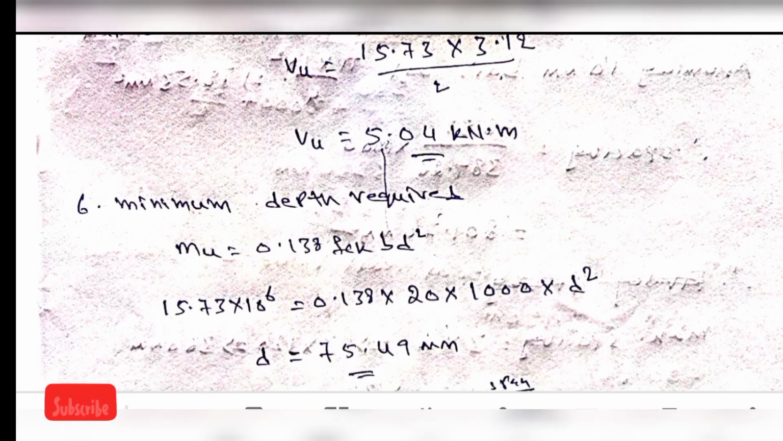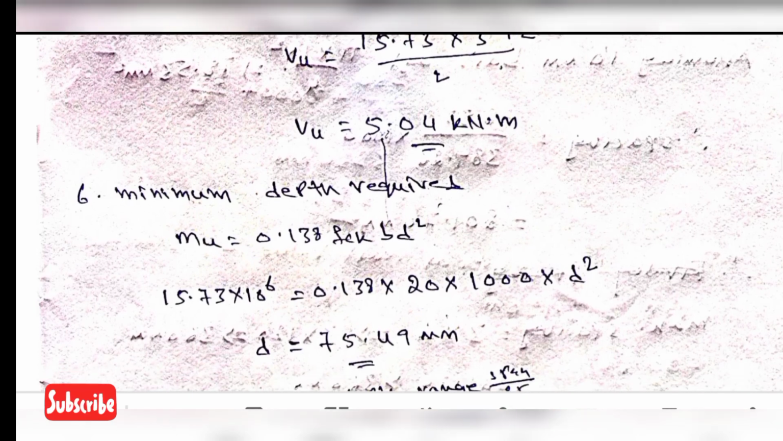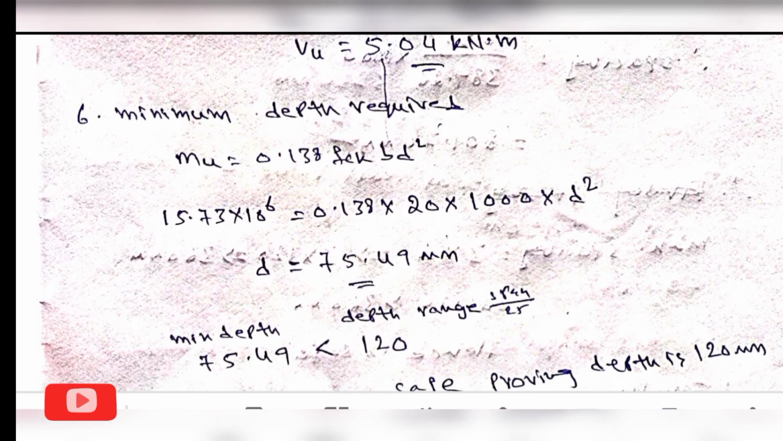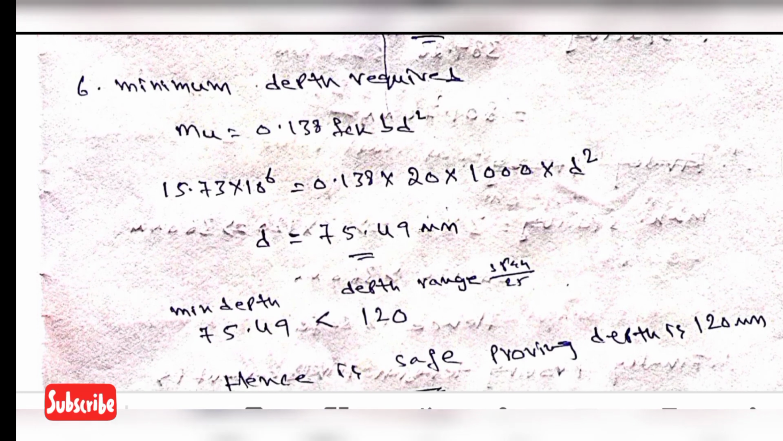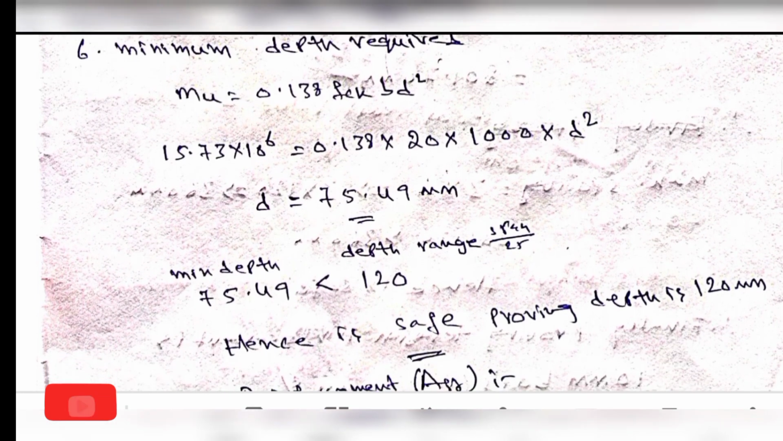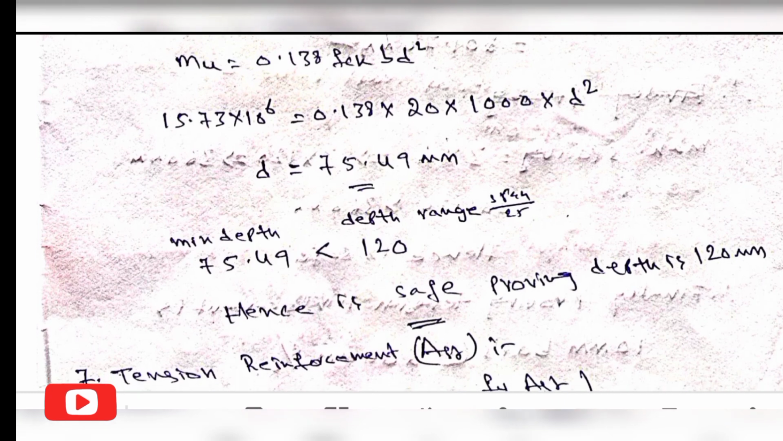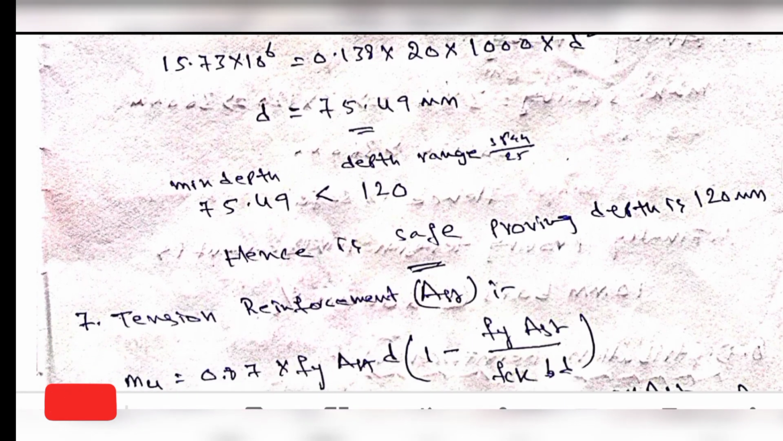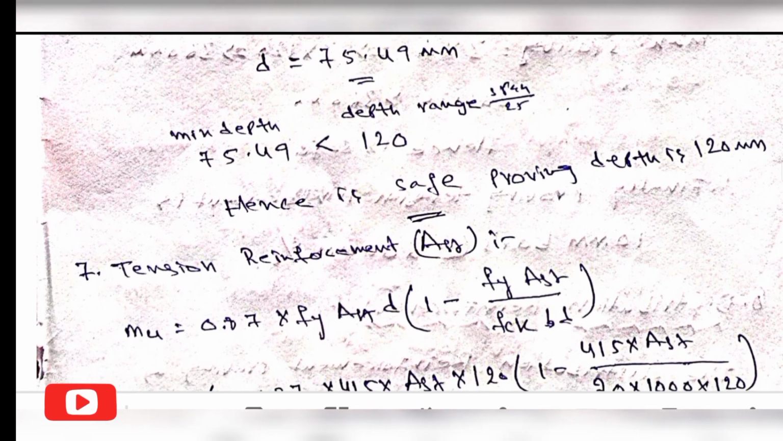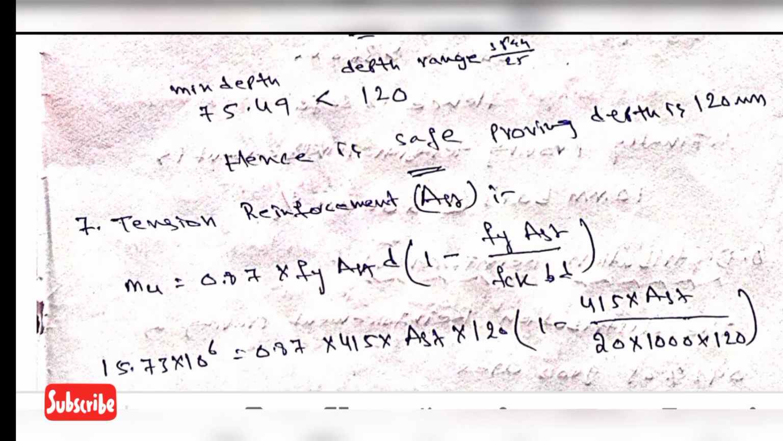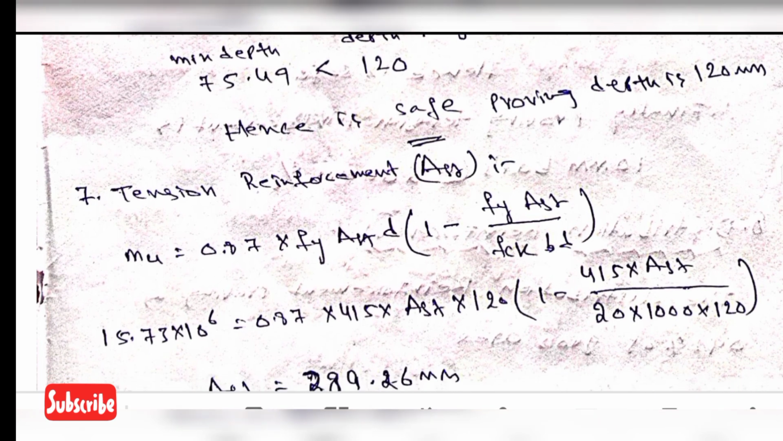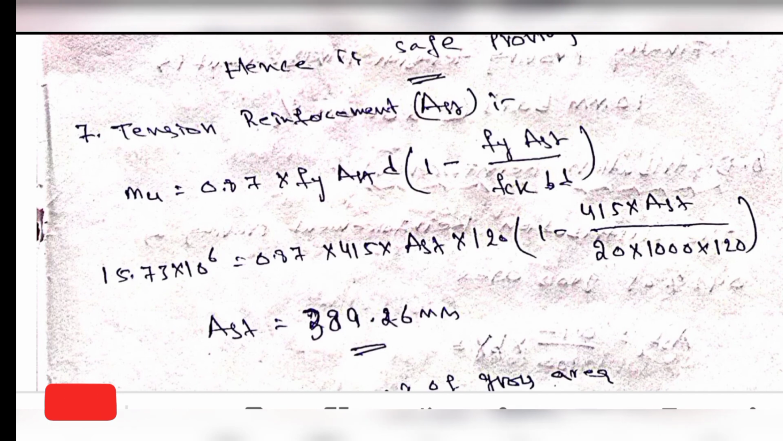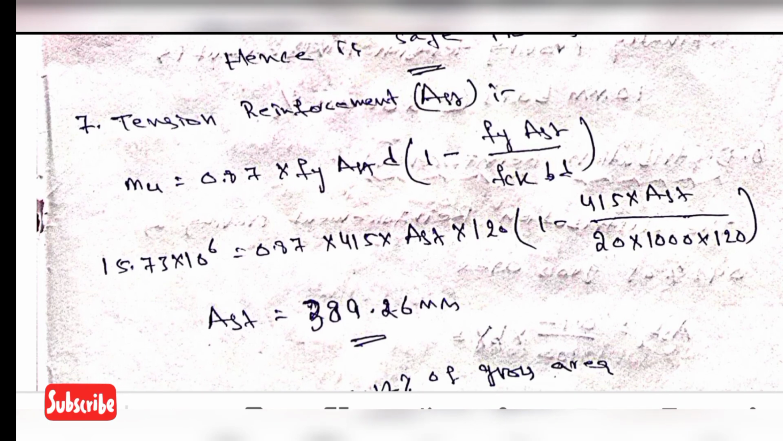Next step, minimum depth required. As far as minimum depth required by grade of concrete, for example Fe 250, the value is 0.148 FCK BD square. In case of Fe 415 steel, 0.138 FCK BD square. In case of Fe 500, 0.138 FCK BD square. This problem is Fe 415, so the depth is 0.138 FCK BD square. Then find the depth value, 75.49.